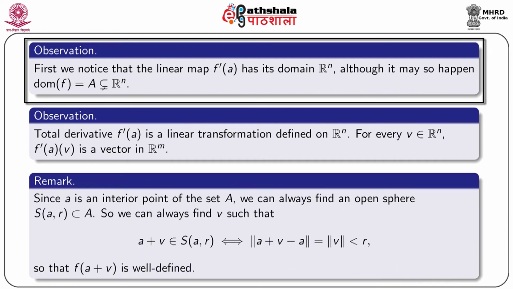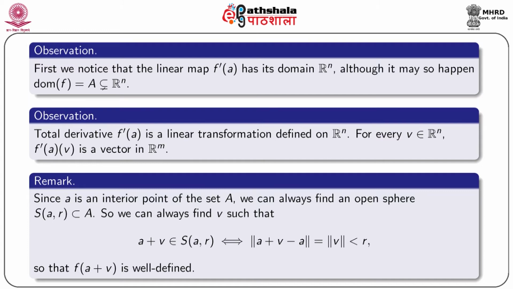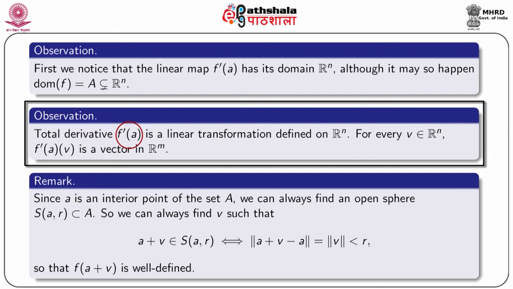One observation here, we mentioned it earlier, let us again recall it. First, we notice that the linear map f dash A has its domain Rn, although it may happen that the domain of f equal to A may be a proper subset of Rn. That is, the domain of the derivative map may be a superset of the domain of the given vector field. Next observation, the total derivative f dash A, if it exists, is a linear transformation defined on Rn. For every V in Rn, f dash A operated on V is a vector in Rm.